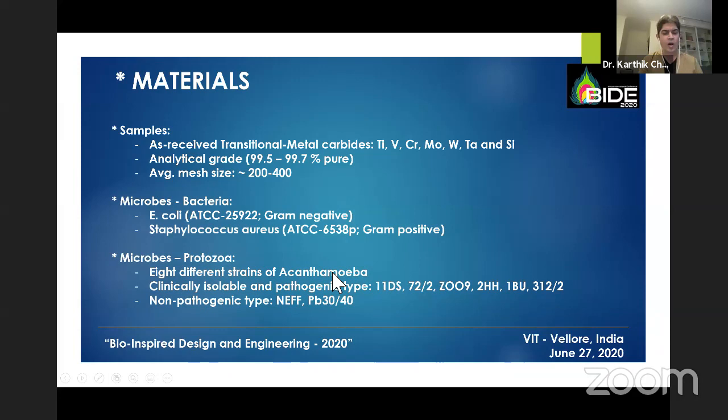It is one of the very common single-celled protozoa, which can be found in most different kinds of habitats, right from any metallic surface to a polymer surface to soil to water. And it can even be found in contact lenses and in contact lens solutions if you don't take proper precautions. So I tried to work with 8 different strains of Acanthamoeba that I could hold on to. Of those, the non-pathogenic types were NEFF and PB30x40, as they call it. And the others were clinically isolated, basically pathogenic types, which are 11DS72BOR2Z009 2HH1BU and 312BAR12.